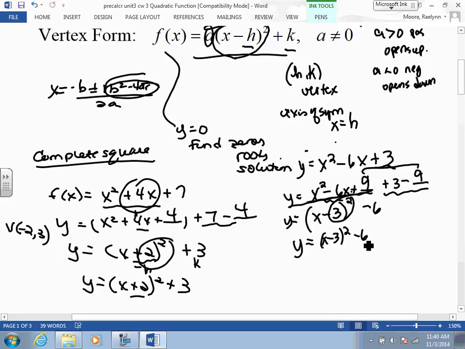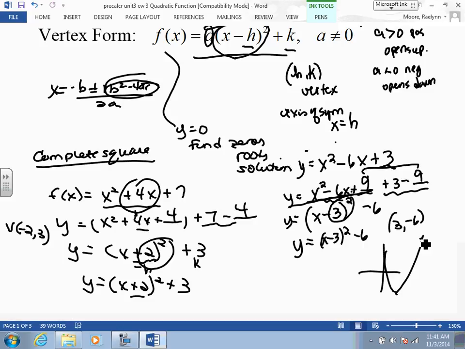Can you graph that? Is that parabola going to open up or down? Up. A is positive, right? It's going to open up. Where's your vertex? 3, negative 6, because you're going to move to the right 3 and down 6. 3, negative 6, and you're going to open up. These are why we did transformations, right? So that we can see where we're going with that.